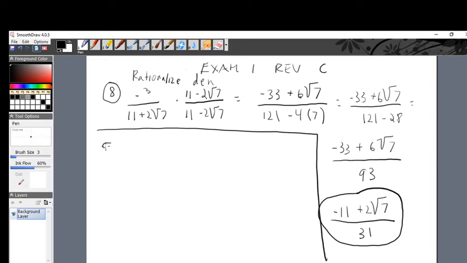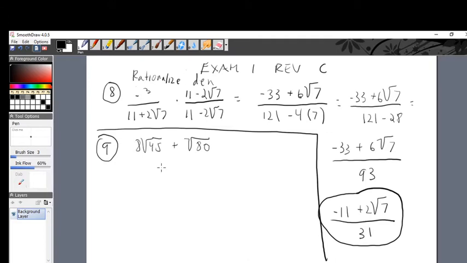Problem number 9. What do we have? We've got 8 square root of 45 plus the square root of 80.